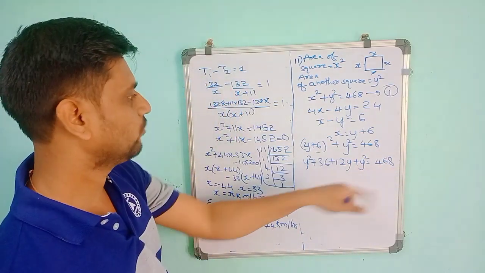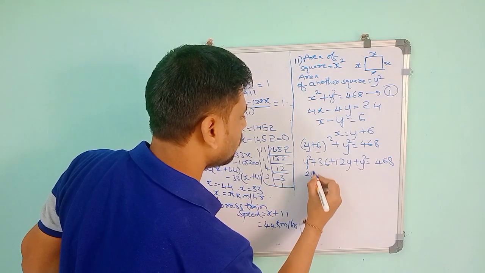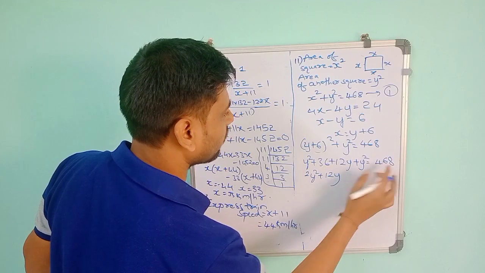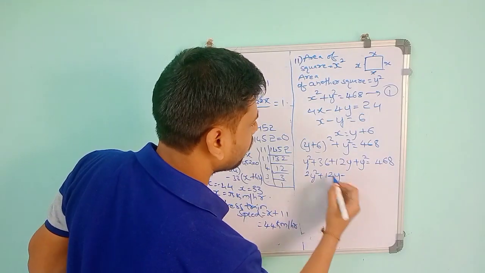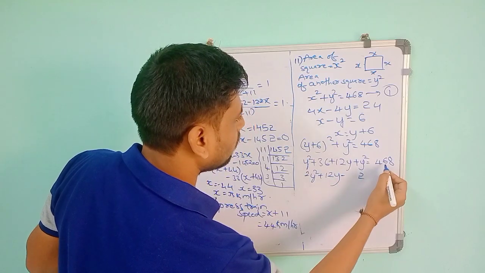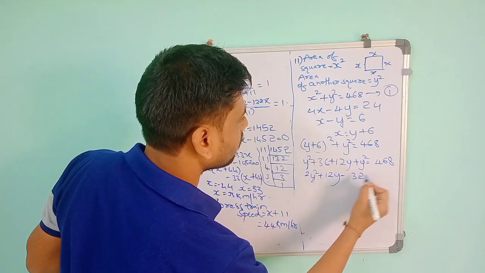So y square and y square will become 2y square plus 12y. This is plus 36, this is minus 468. If it comes to this side, it will remain 2y square plus 12y minus 432 is equal to 0.